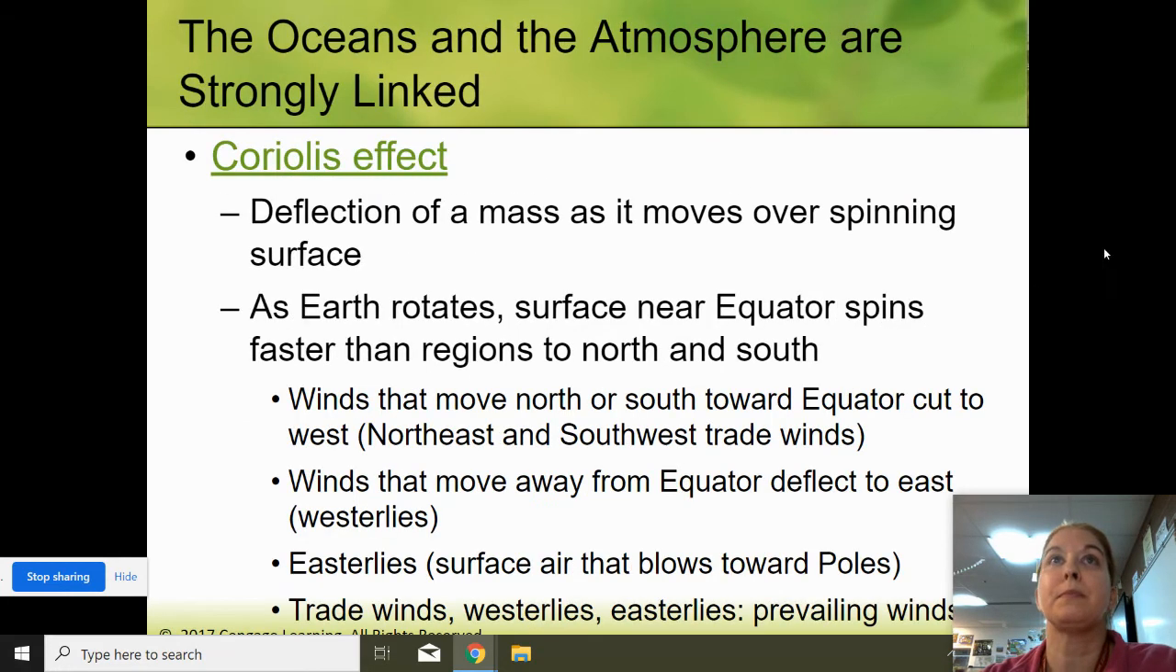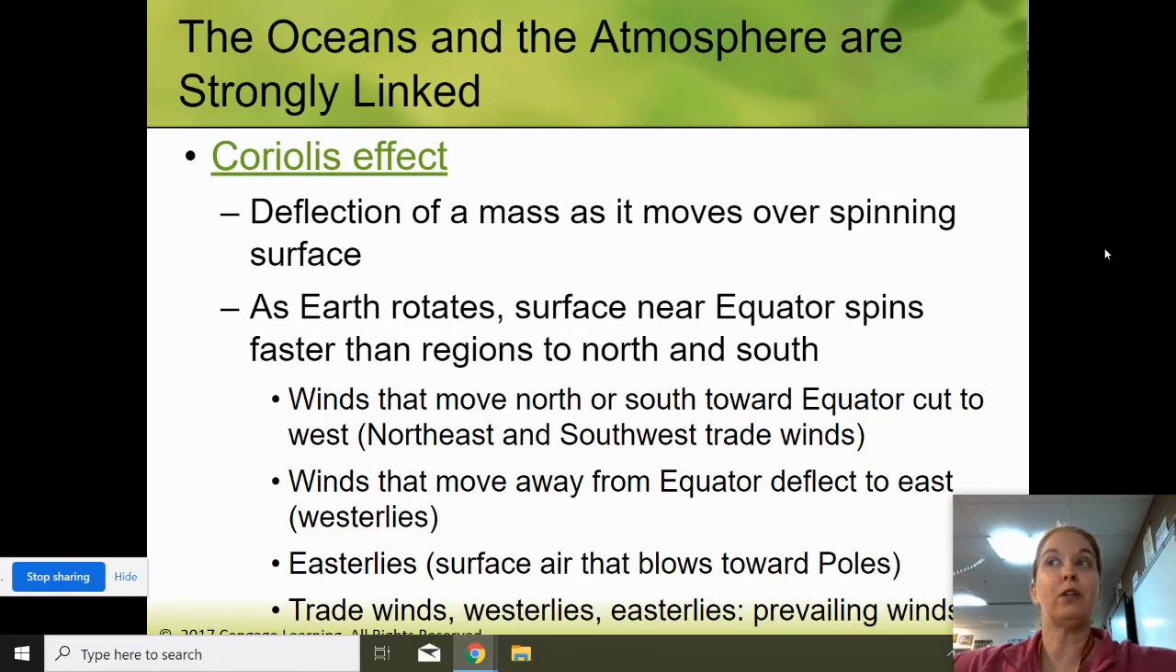So the Coriolis effect is one thing, and this has to do with the rotation of the Earth. And I'm going to put the link to this video in with these notes, so you guys can see this, because it's a fairly decent video that explains it better than I can. But the Coriolis effect basically is the deflection of a mass as it moves over a spinning surface. So as the Earth is rotating, it's a ball, the surface near the equator is going to spin faster than regions to the north and the south.